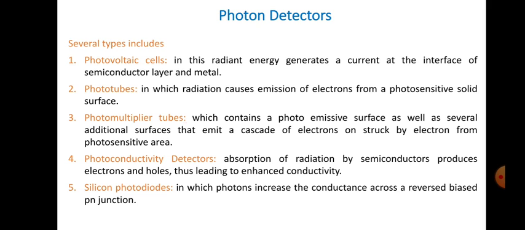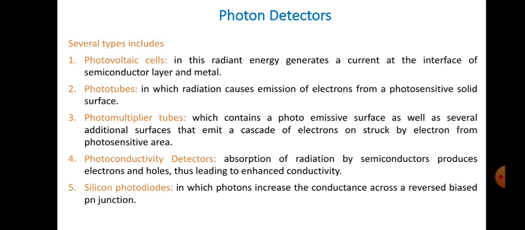First, which is very popularly used, is the photovoltaic cell. In this, the radiant energy generates a current at the interface of a semiconductor layer and a metal. The second type is phototubes. In phototubes, radiation causes emission of electrons from a photosensitive solid surface, which we also refer to as a photoemissive surface, and this is the basis of phototubes.